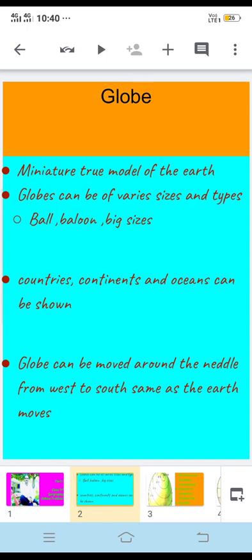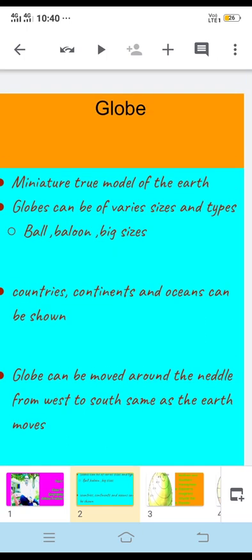Then the globe can be moved around the needle from west to east, just as the earth moves. So it is very similar to the earth. Like the earth is rotating, moving from west to east, the globe also moves the same way. It gives us a feeling of the real earth moving. So the globe has this kind of feature. I hope you understood about the globe.